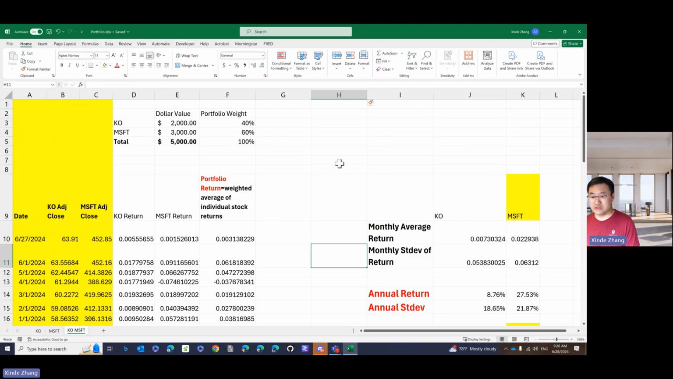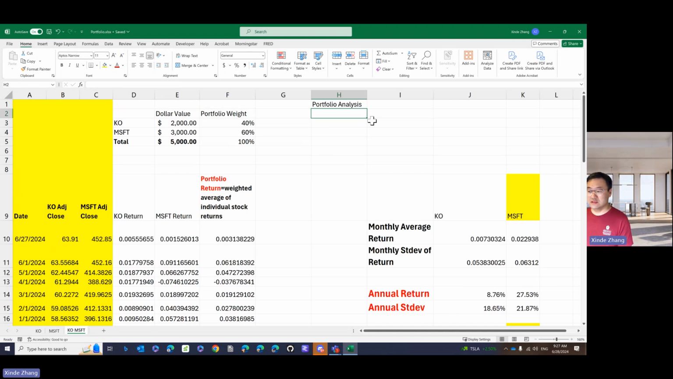Now we are going to conduct the so-called portfolio analysis. Okay. We can think about the portfolio just as one stock, and this one stock actually is a combination of Coca-Cola and Microsoft. Okay, so I'm going to conduct a portfolio analysis down here. So I'm going to call it portfolio analysis.